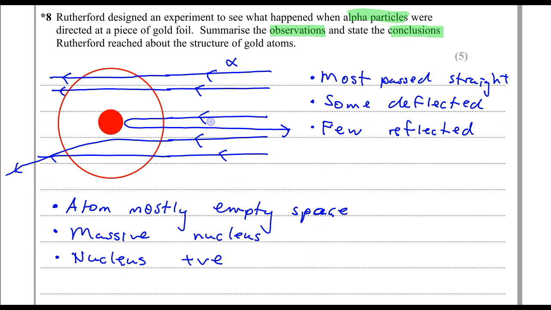Given that the alpha particles are positively charged, to have a repulsive force, the nucleus must also have the same charge. And as the alpha particle moves towards the nucleus, it repels it, so that it's reflected back. If it was negatively charged, we wouldn't have this reflection going straight back to the source.